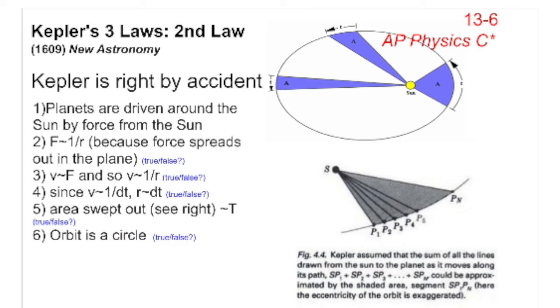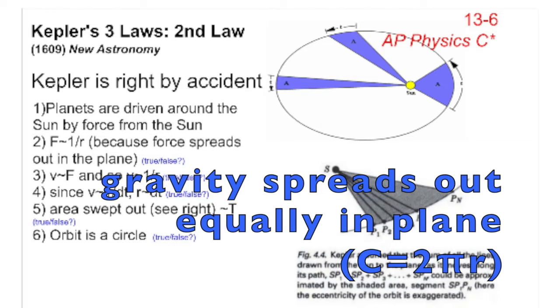And then he also believed that the force should be proportional to 1 over r, basically on the reasoning that the force should spread out equally in the plane of the planets. So you're spreading out the force over basically the circumference of a circle, so that's a 1 over r dependence, because Kepler reasoned that gravity wouldn't spread equally in 3 dimensions. That would be a waste of gravity.